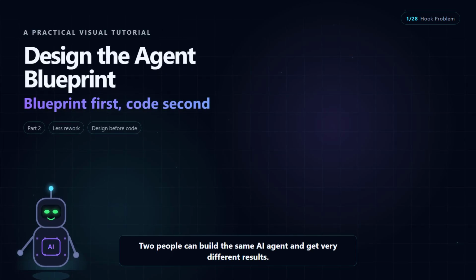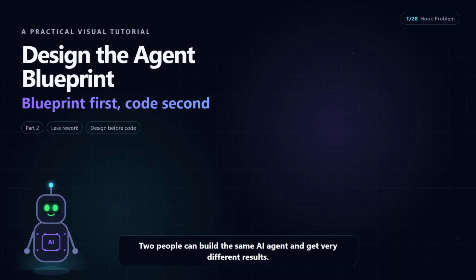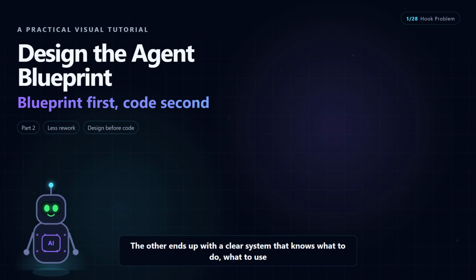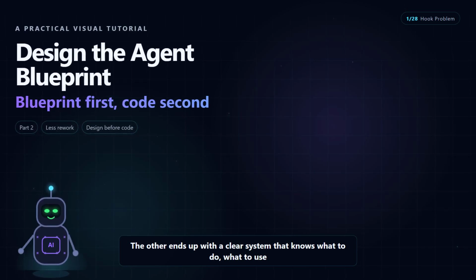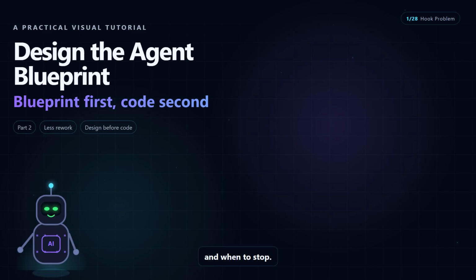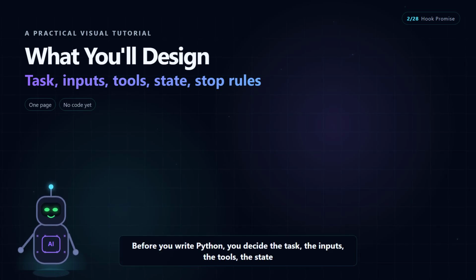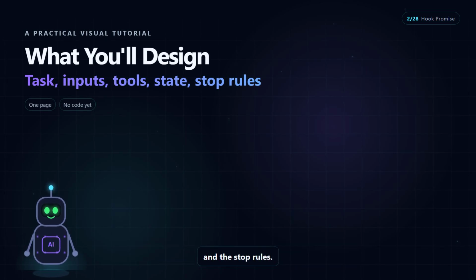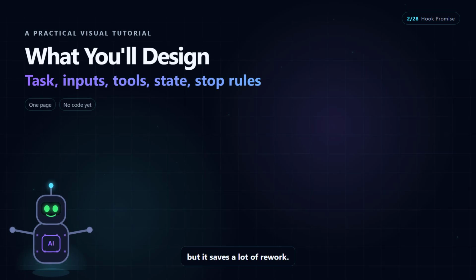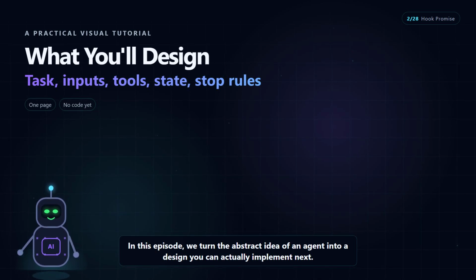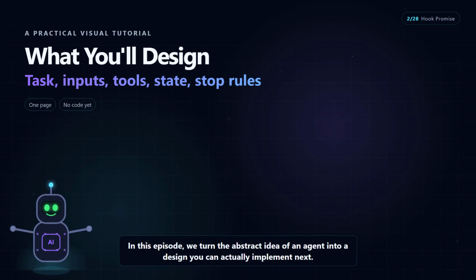Two people can build the same AI agent and get very different results. One ends up with a messy script that guesses too much. The other ends up with a clear system that knows what to do, what to use, and when to stop. The difference is the blueprint. Before you write Python, you decide the task, the inputs, the tools, the state, and the stop rules. That sounds simple, but it saves a lot of rework. In this episode, we turn the abstract idea of an agent into a design you can actually implement next.